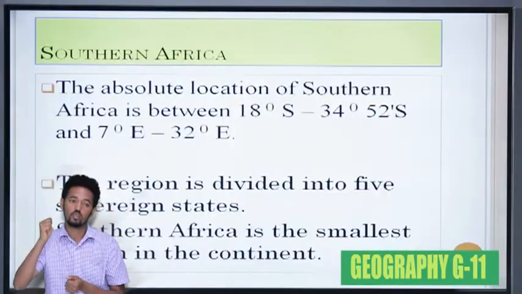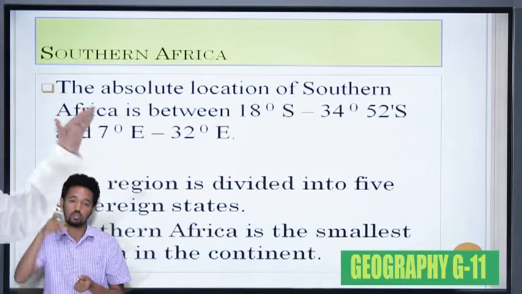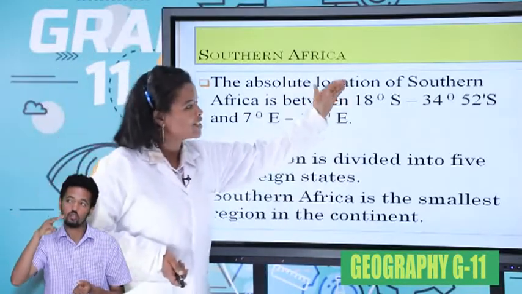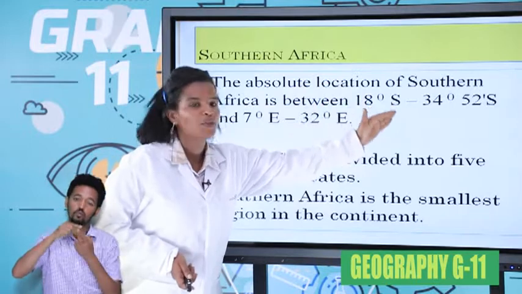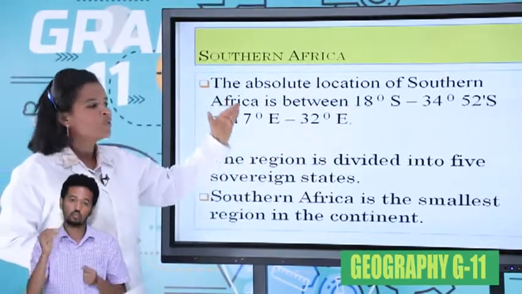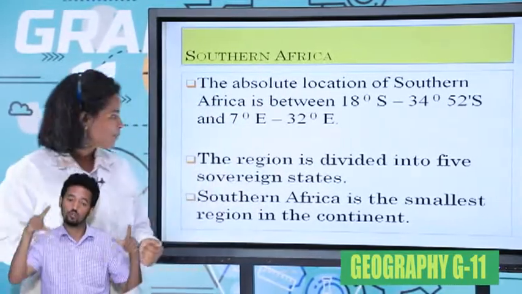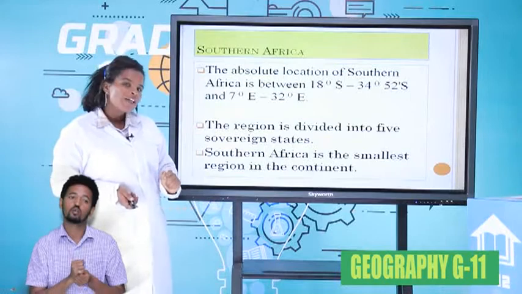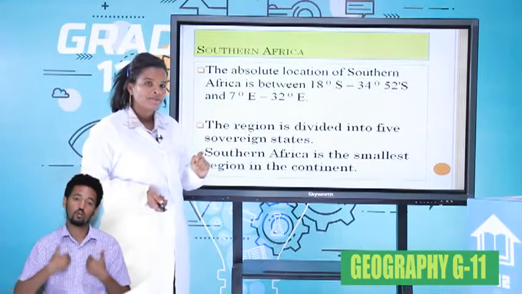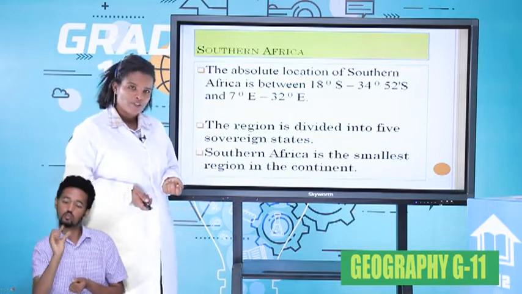The last region is Southern Africa. The absolute location of Southern Africa is between 80 degrees south up to 34 degrees 252 minutes south latitude and 7 degrees east to 32 degrees east longitude. The region is divided into 5 sovereign states, and this region is the smallest region.